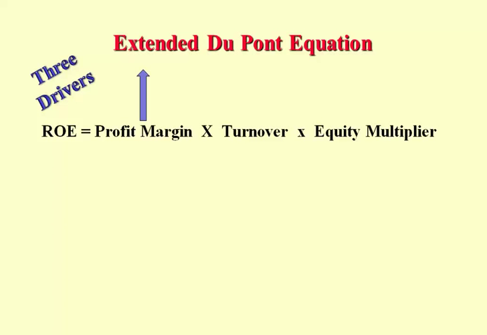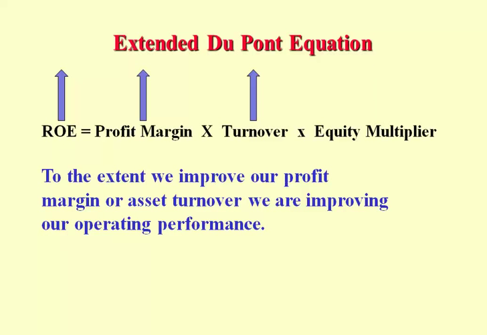That's our profit margin. Anything we do to improve our profit margin will improve our return on equity. There's our asset turnover, as well as our equity multiplier, the amount of financial leverage we're willing to take on in financing our business. Anything that we can do to increase any one of these 3 drivers will improve our return on equity. To the extent that we improve our profit margin or asset turnover to drive an increase in our return on equity, we are actually improving our operating performance. And I think all shareholders would agree that that's a good thing.